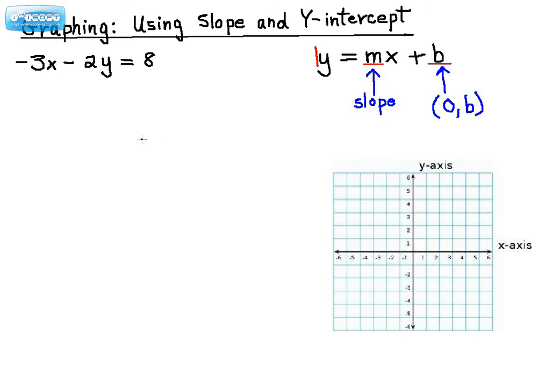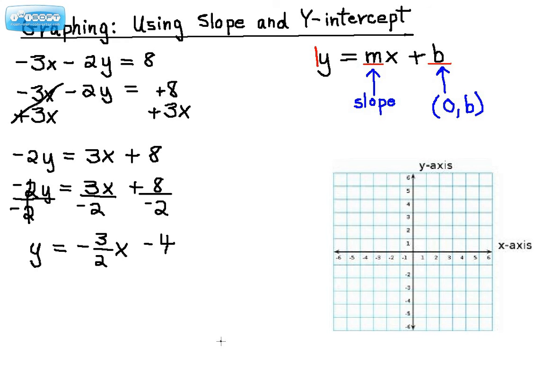So the first thing we want to do to be able to graph our equation using this method is we want to solve the equation for y and get it in this form. Here we've solved our equation for y, and we have it in the form y equals mx plus b. So now we want to select our slope and our y-intercept.